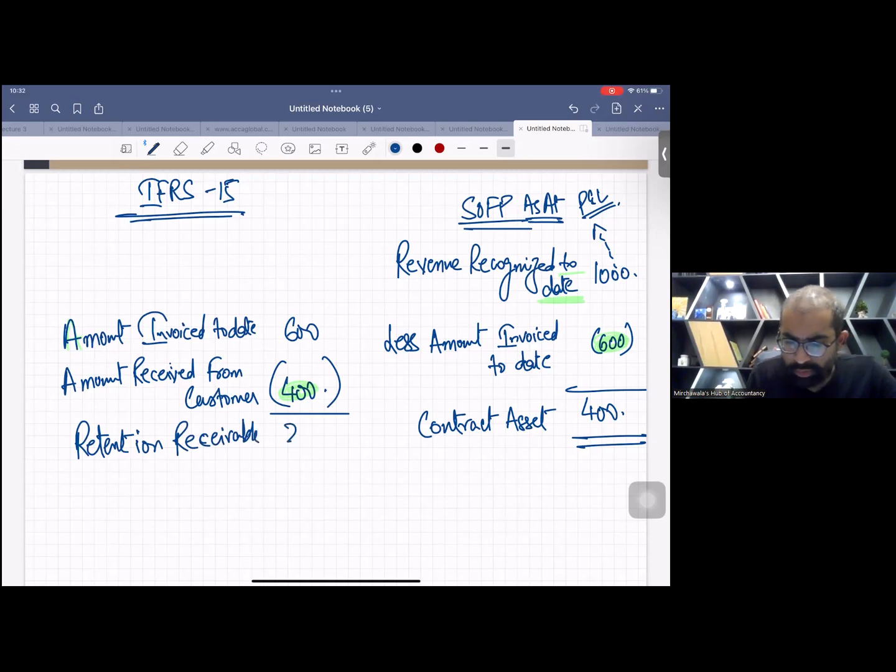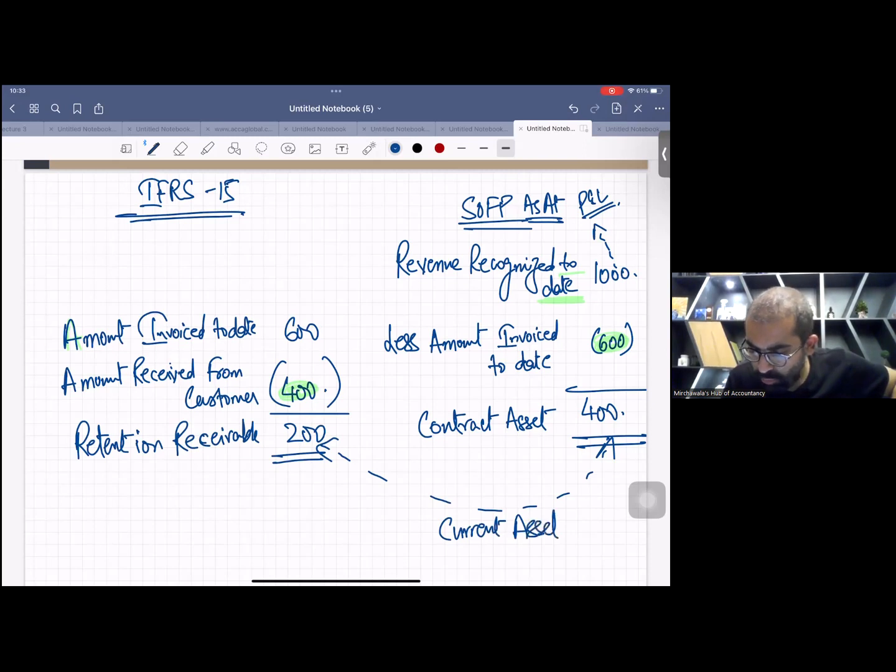So now what you will do in your SOFP, you will post two current assets. One is contract asset 400 and the other one is retention receivable 200. Okay, right? Now, what is the difference between contract asset and retention receivable?